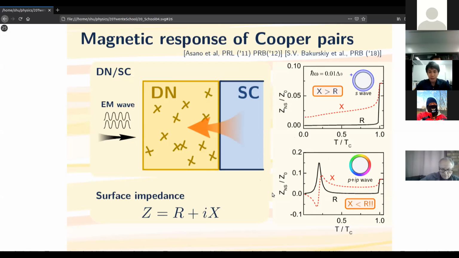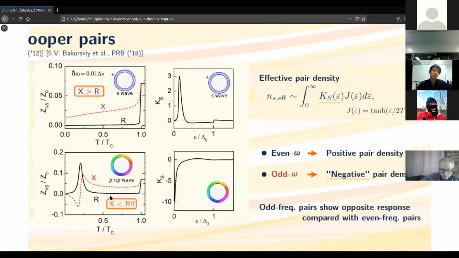And also, to understand this strange magnetic response, they analyzed the effective pair density. The effective pair density can be written like this. J_E is now simply a tangent hyperbolic function. K_s is the so-called spectral pair density. The K_s for even frequency is shown here. In this case, K_s has a large positive peak at finite energy, which means that the pair density of the even frequency pair is positive.